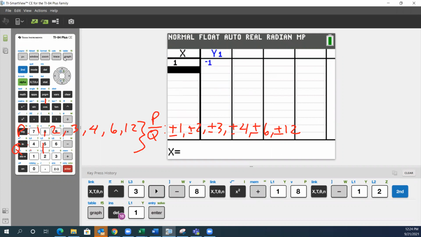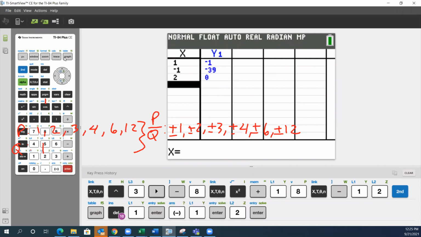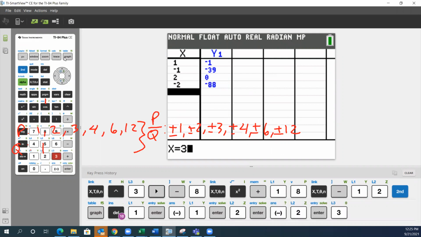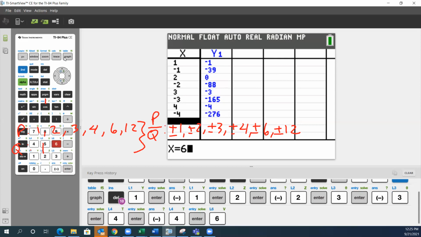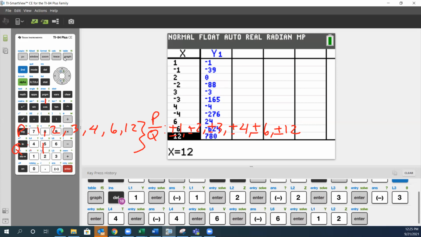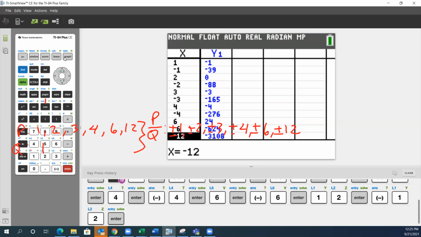Okay, does 1 work? No. -1? No. 2? Yes. -2? No. 3? -3? 4? 6? -6? 12? Okay, so just 2. 2 is the only one that works.